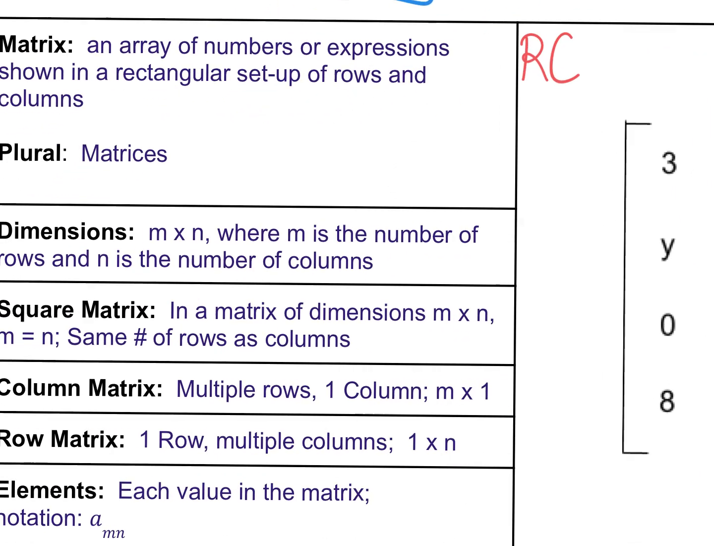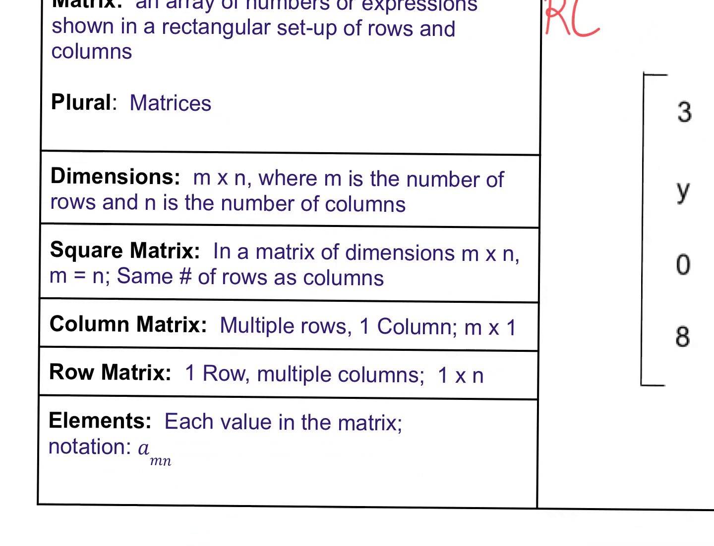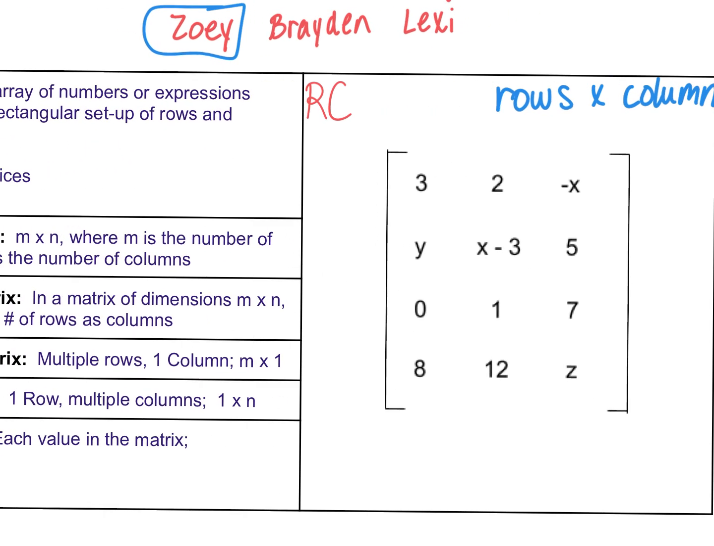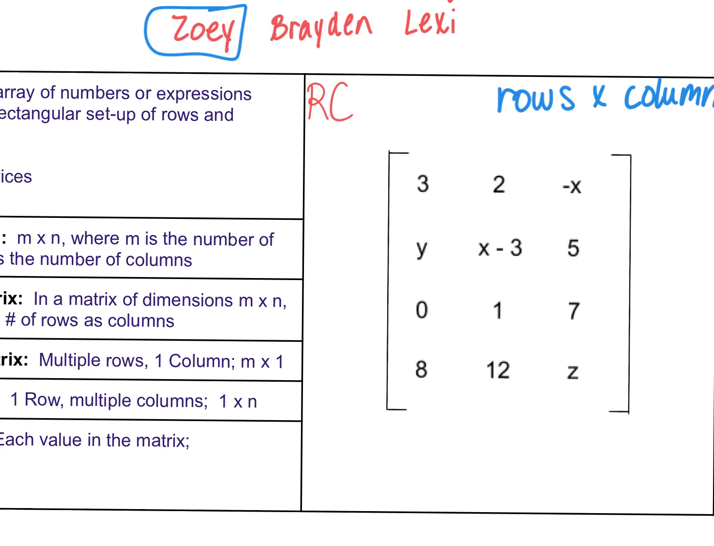Dimensions, okay? This is, once again, rows by columns. So if I asked you for the dimensions of this example right here, how many rows does it have? 4. And how many columns does it have? 3. So the dimensions for this example would be a 4 by 3 matrix.